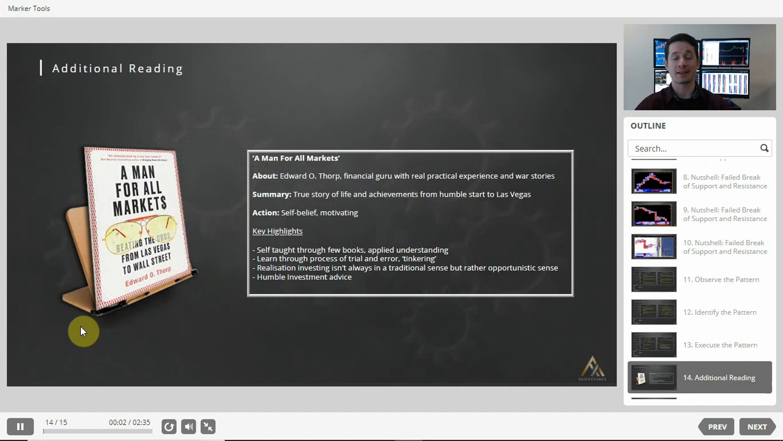Now, again, in the next of our additional reading, a fantastic book, quite a new book, came out in 2017. It's A Man for All Markets. It's written by Edward O. Thorp, and he's a financial guru, effectively, with real practical experience and war stories.